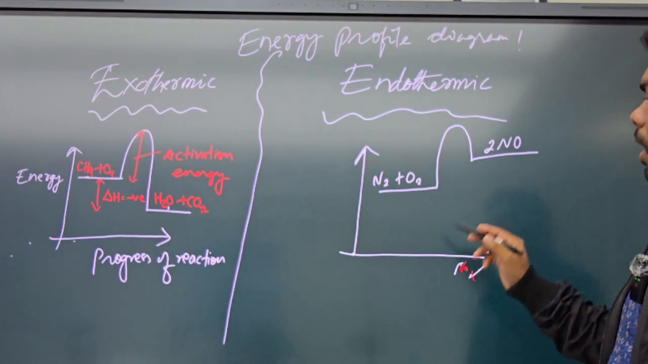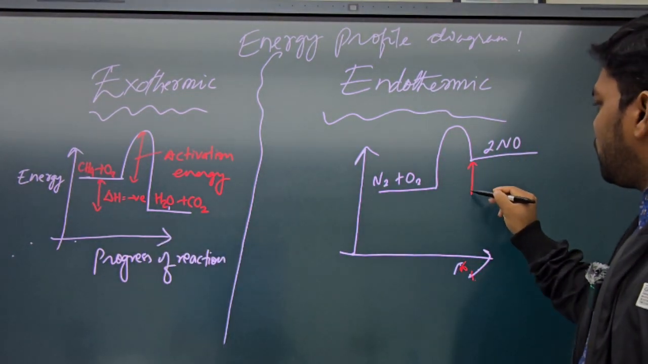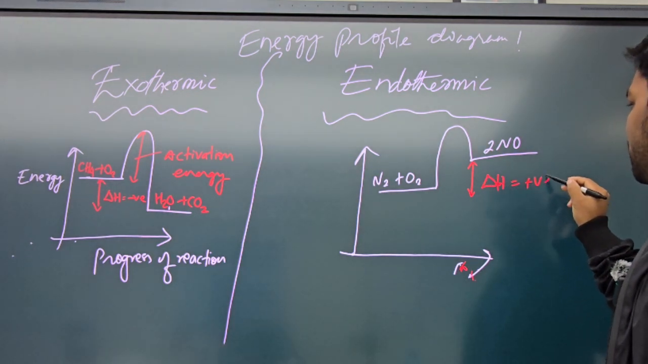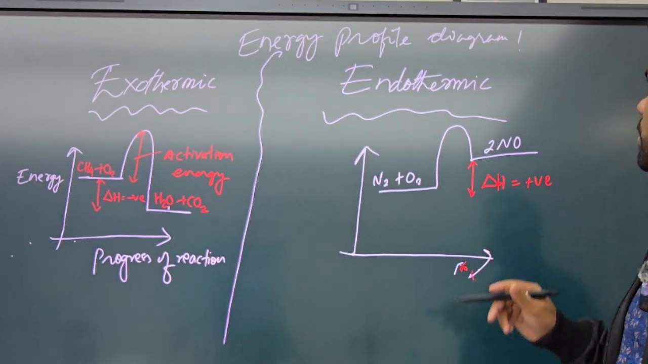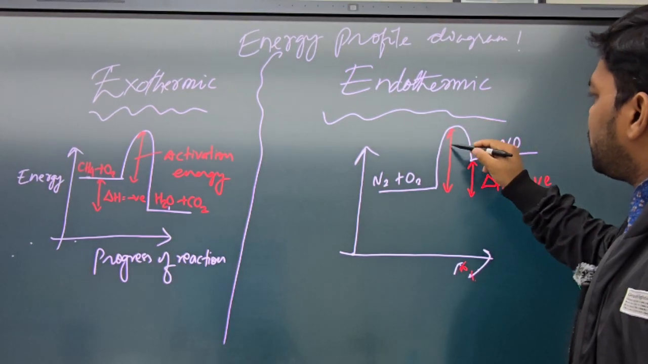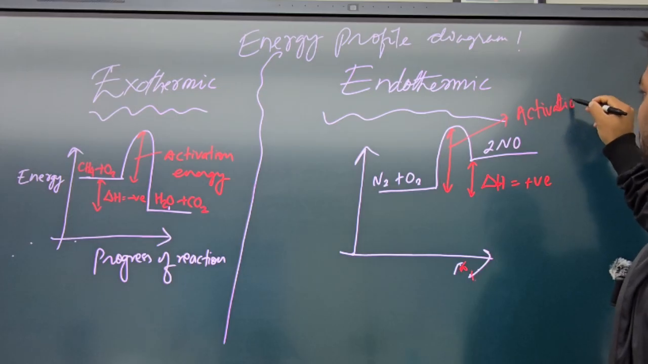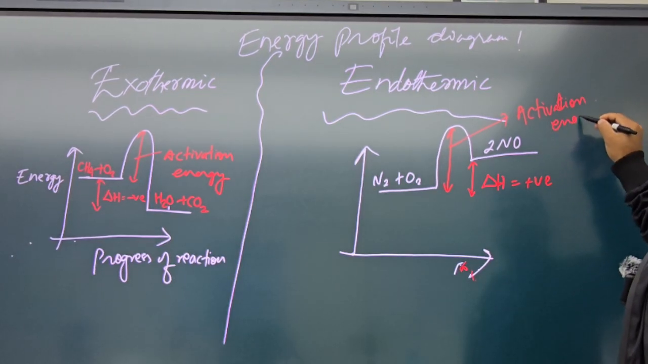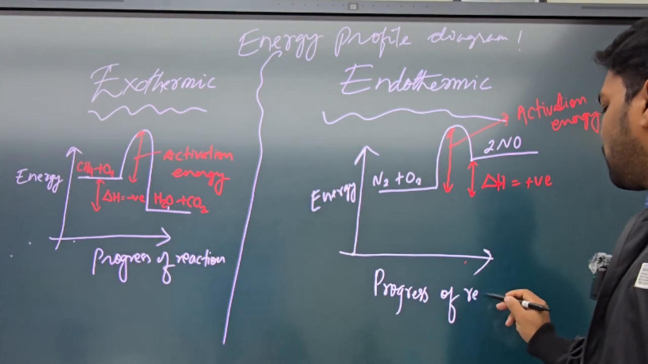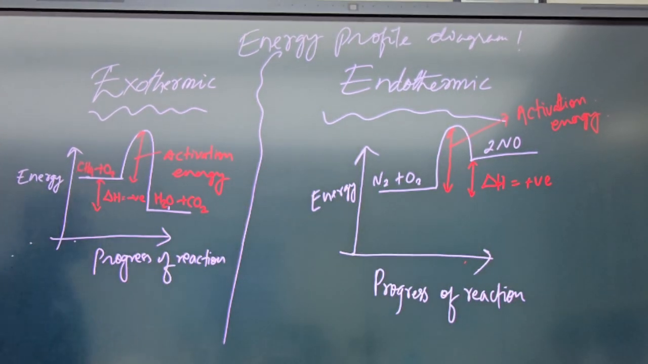Alright, so now in this case, you can find the enthalpy change. This is your enthalpy change, energy change also you can say. The energy change is always positive in the case of endothermic reactions. How about the activation energy? This is your activation energy. Is it clear to everyone? Clear? These are the two diagrams.